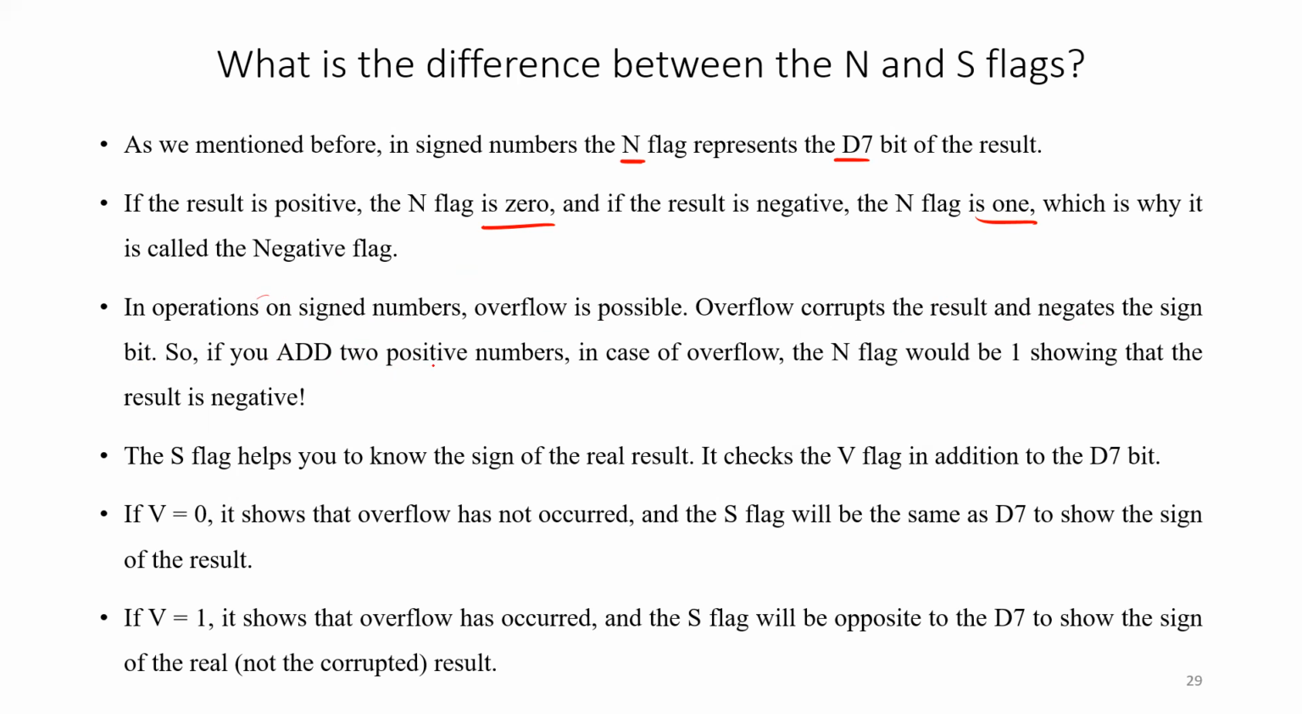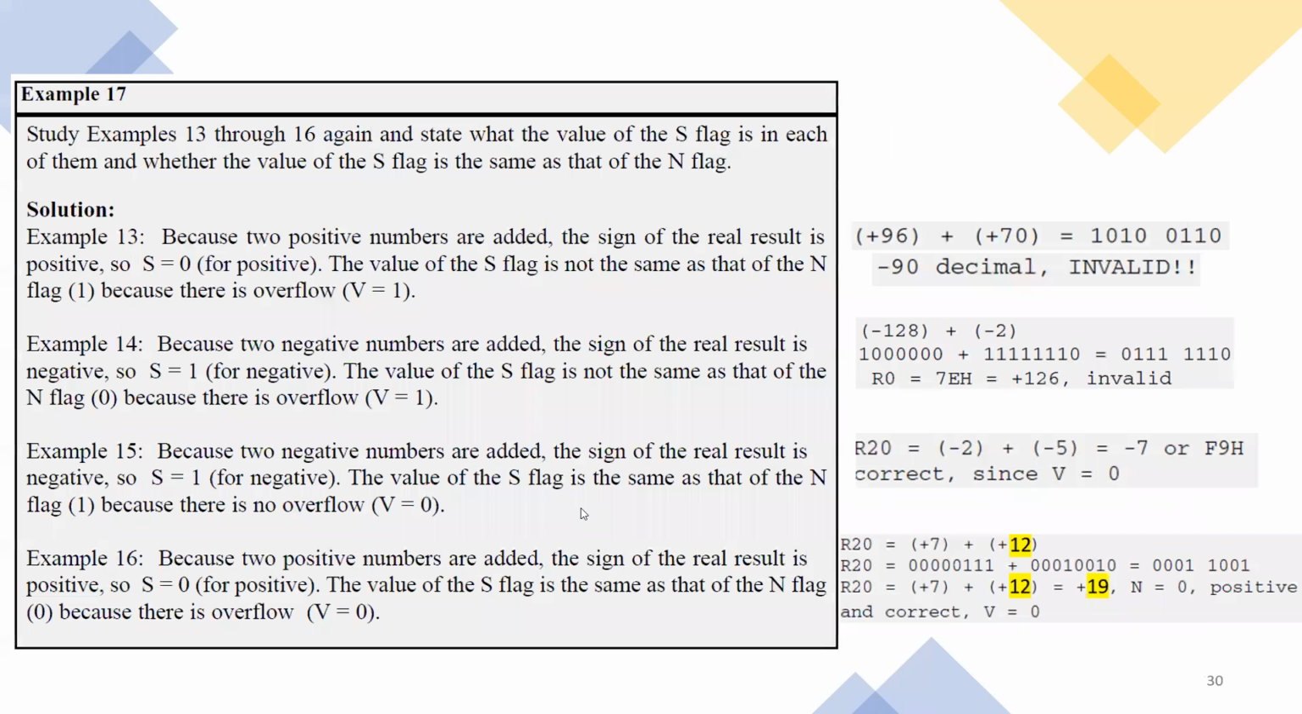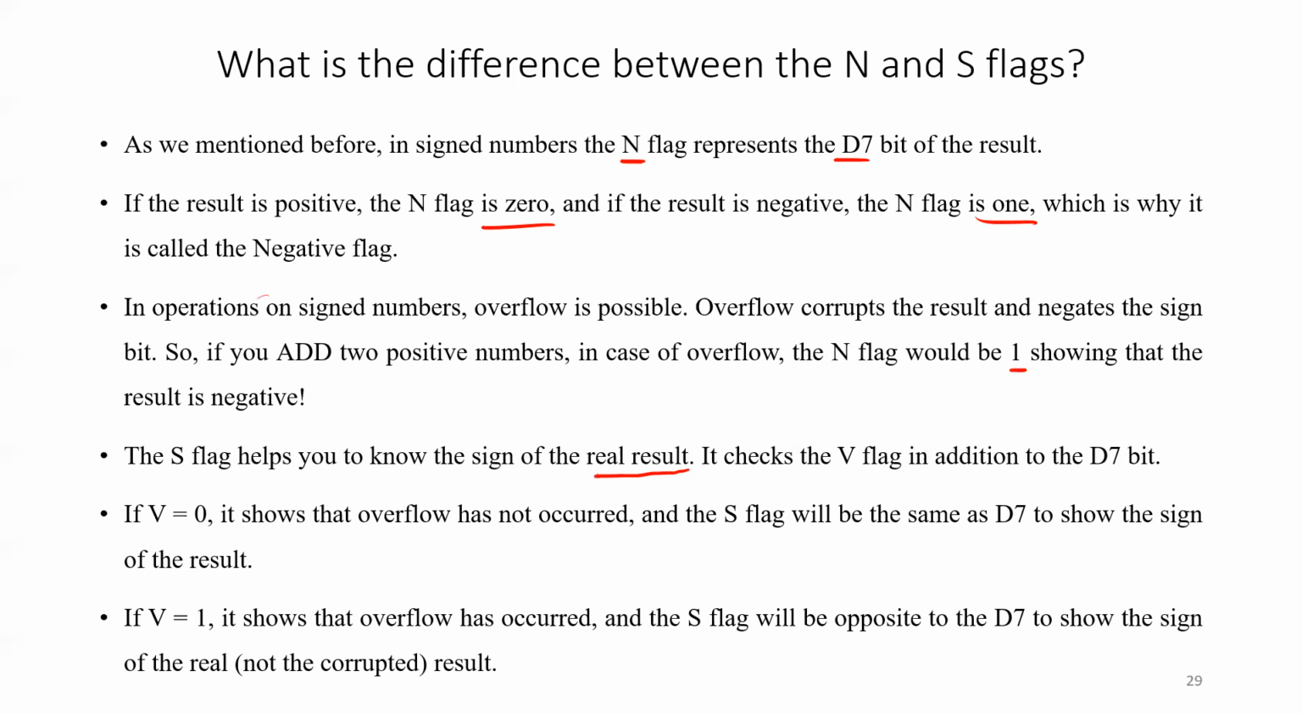So if you add two positive numbers, in case of overflow, the N flag would be 1, showing that the result is negative, which is incorrect because there is overflow in D6. The S flag helps you to identify this issue. The S flag helps you to know the sign of the real result. So now, guys, we can figure out the real result, not the error, by means of S. How can we find that? Let's see together.